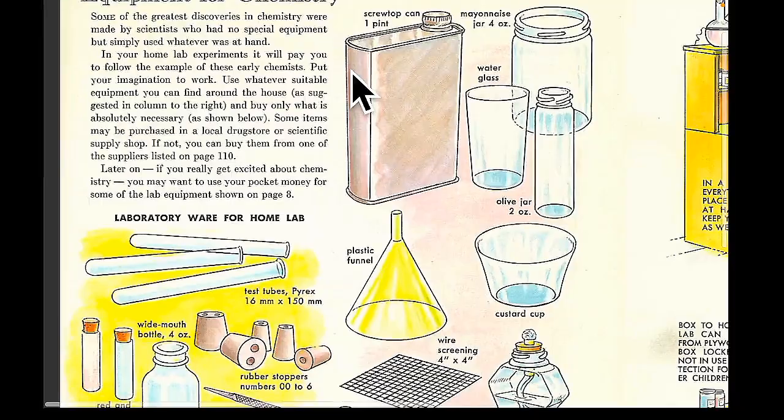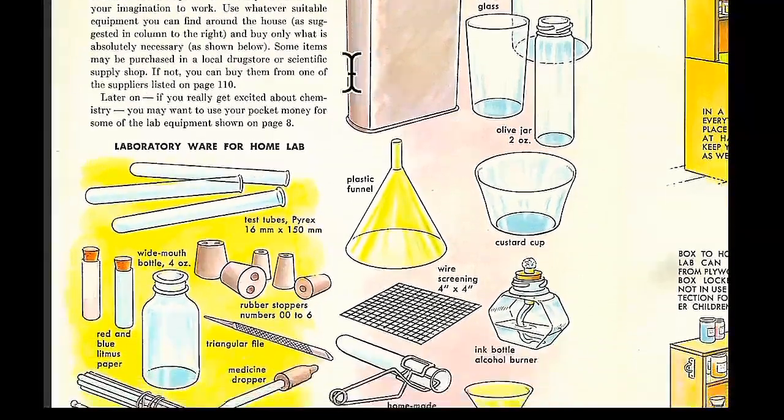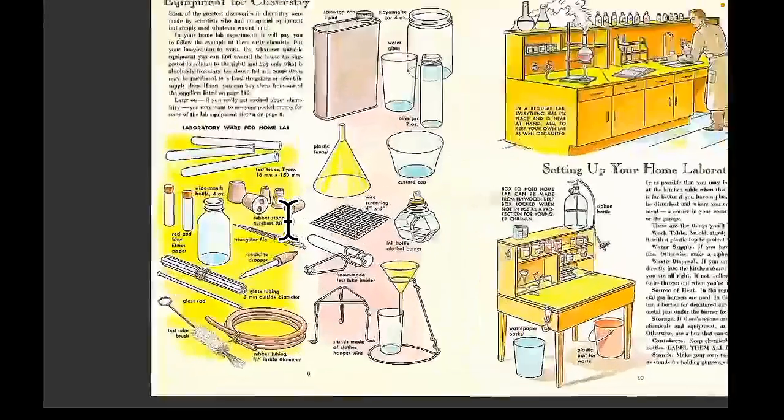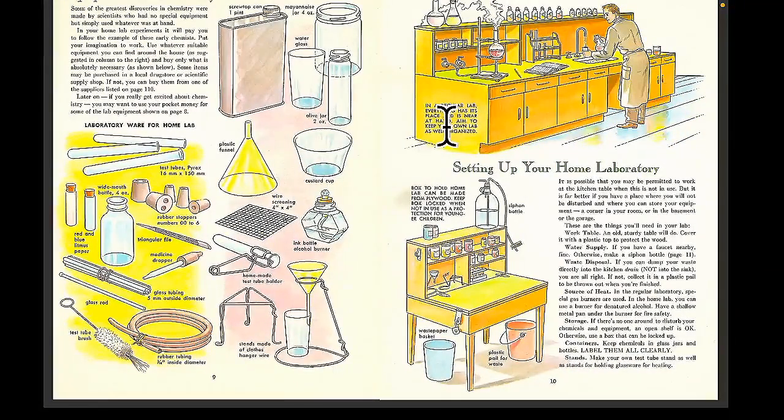Screw top can, 1 pint. Mayonnaise jar. Water glass, olive jar, plastic funnel. Custard cup, ink bottle, alcohol burner, wire screening, homemade test tube holder, stand made of cloth hanger wire, rubber tubing, glass rod, test tube brush, glass tubing, 5 millimeters outside diameter, rubber stoppers, numbers 00 to 6, test tubes, Pyrex 6mm x 150mm, wide mouth bottle, red and blue litmus paper.